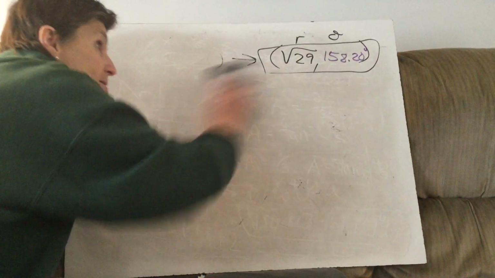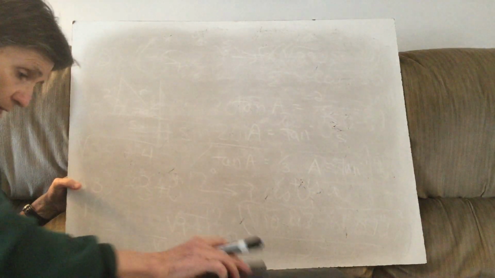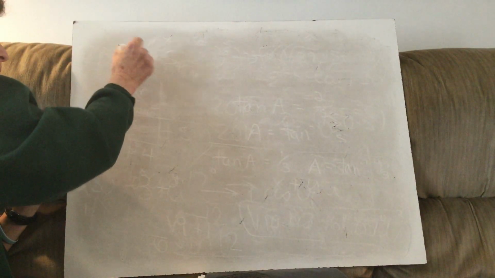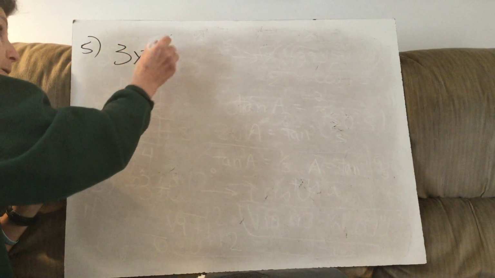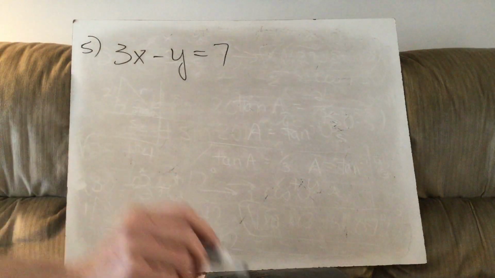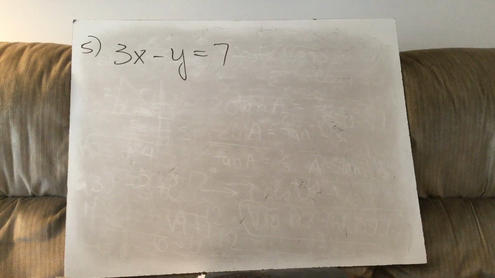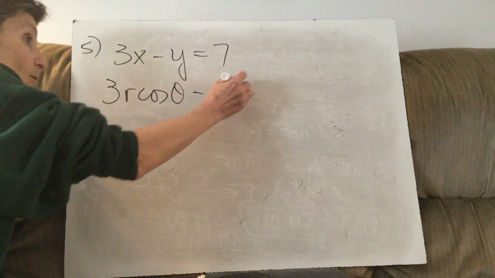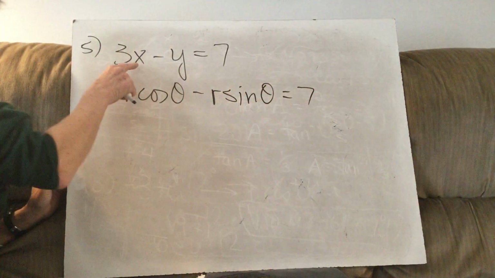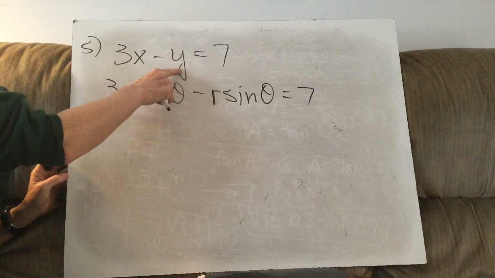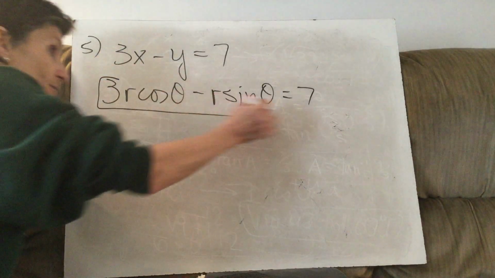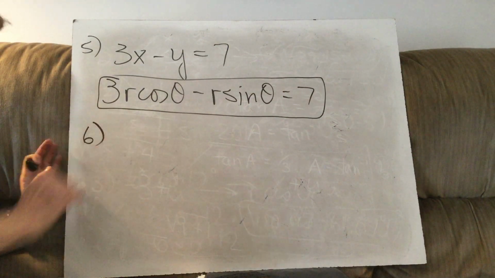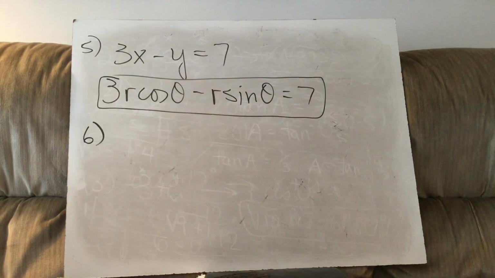Number 5 says, I'll convert to a polar equation. Super simple. Easiest problem on the test. We know x is r cosine theta, and y is r sine theta. So I'm just going to plug in r cosine theta here, r sine theta here, and this is the answer. Done. Took about 2 seconds to do that problem. Remember, always x equals r cosine theta, and y equals r sine theta.